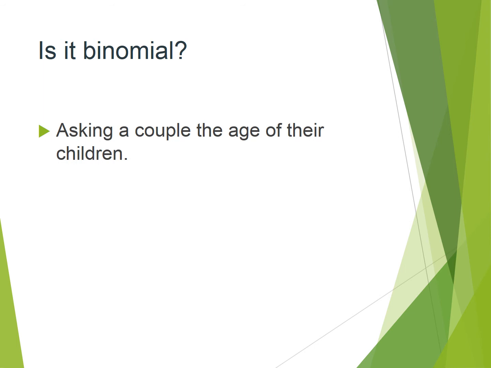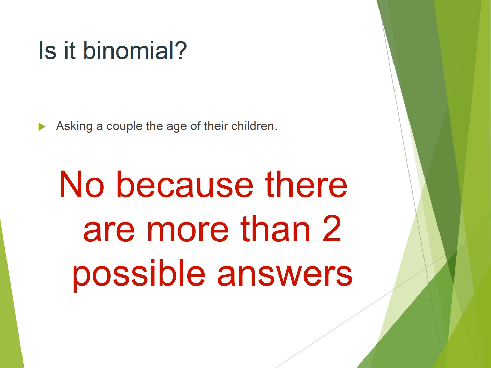Now let's look at the next. I ask a couple the age of their children. Think about this. Well, this messes up several requirements, but the most important one is that there are more than 2 possible answers. Someone may say the age of their children is 2, 5, 7, 8, 10, and so forth, so there are more than 2 possible outcomes. The question cannot be answered with a yes or a no. And also, I don't have a fixed number of couples that I'm talking to.